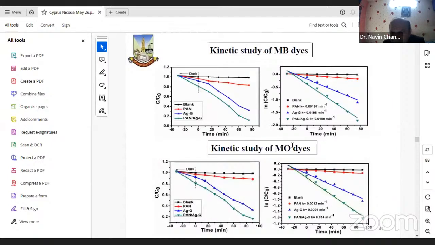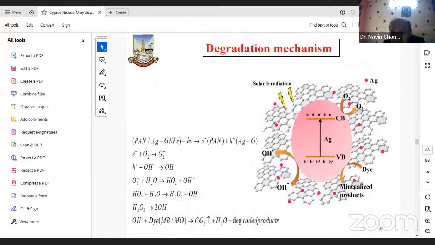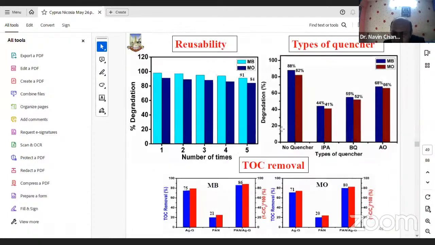This is without catalyst, that is a blank titration. The kinetic study of methylene blue and methyl orange suggests a pseudo-unimolecular first order kinetic reaction. This is the degradation mechanism. Because of the change in the band gap, the degradation is very effective in both cases, methyl orange as well as methylene blue. This is the reusability study. We used this material up to the 5th cycle, and methylene blue shows 91% even up to the 5th cycle, and methyl orange shows 84% degradation up to the 4th cycle.